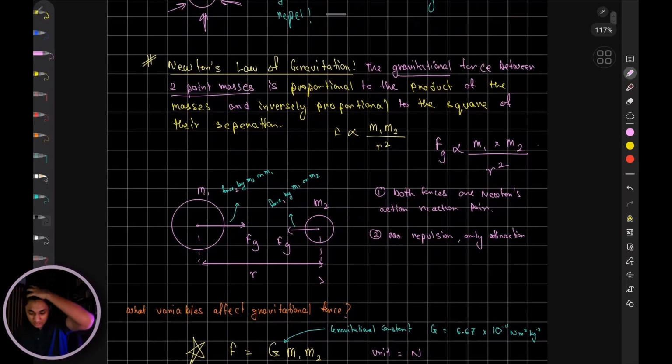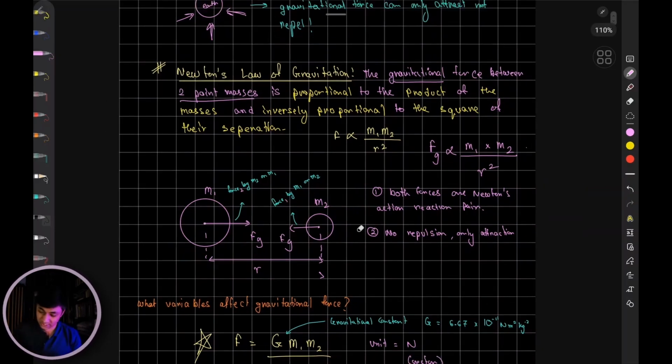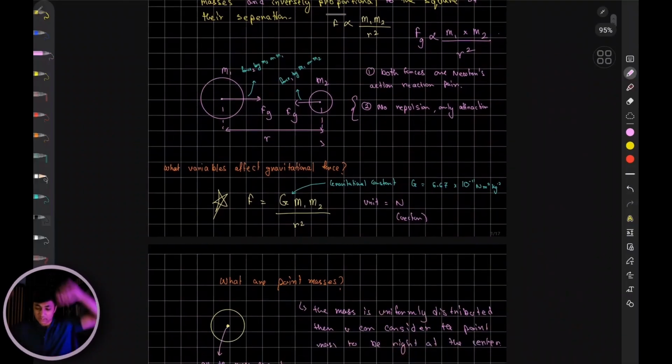Okay, so notice one thing. Both forces are Newton's action-reaction pair. That is, the force exerted is the same but in opposite direction, right? And the other thing is, again, no repulsion, only attraction, since field lines are always in one direction, that is towards its center.